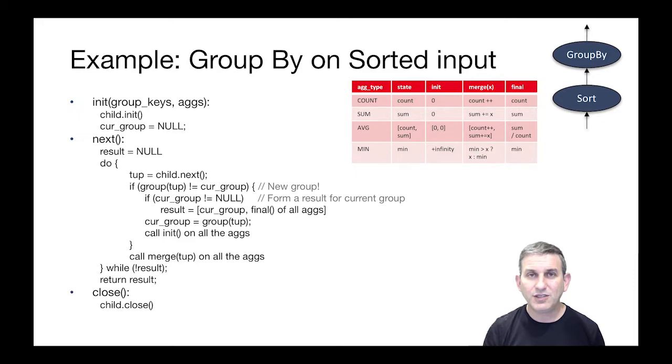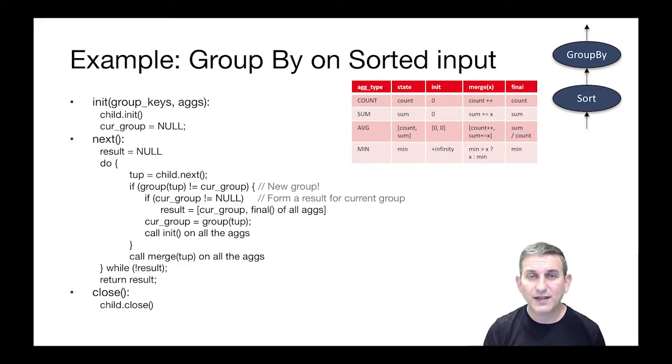It begins by initializing a null result tuple. And then there's a loop which is going to repeatedly call child.next, fetching tuples from the current group until it sees one tuple from the next group. At that point, it's going to aggregate up the tuples from the current group with the final function and return the result. Let's see how that works.